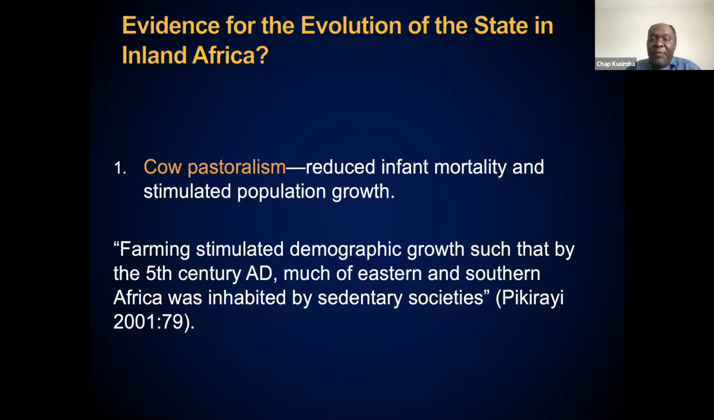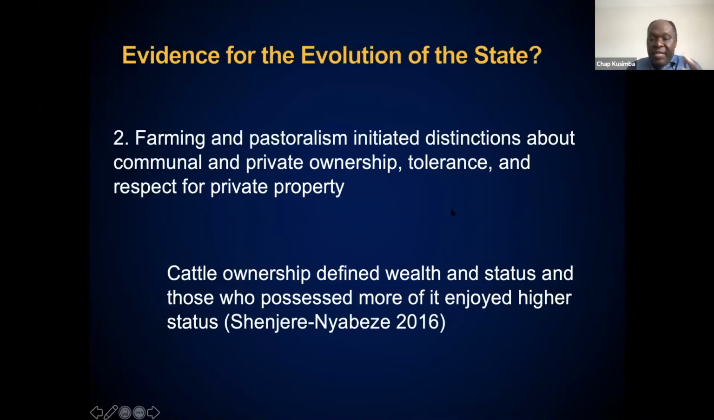Farming stimulated demographic growth such that by the 5th century, much of Eastern and Southern Africa is essentially inhabited by sedentary societies. Those of us who have worked in inland Africa see these changes happening when in fact along the coast there's almost nothing. We have very few sites. Around the 5th century AD, we have few recognizable sites on the coast. But inland, you have these large villages that are dependent on cow pastoralism and some farming essentially emerging.